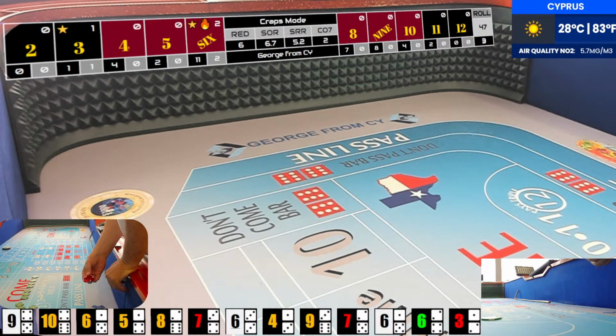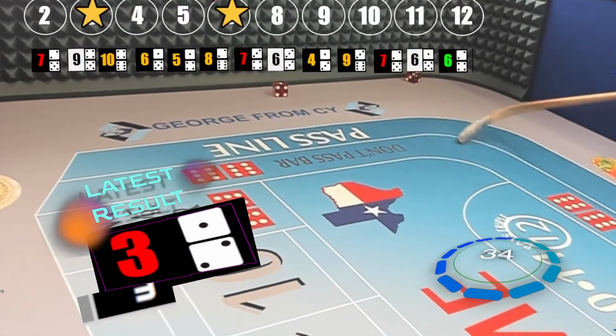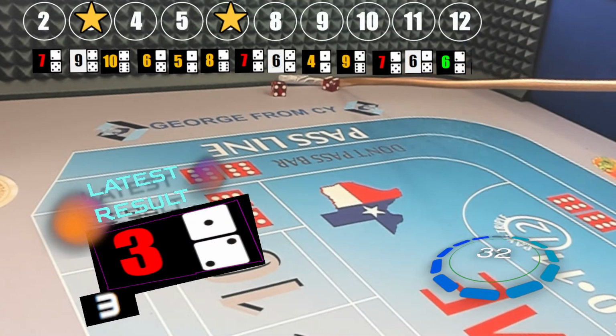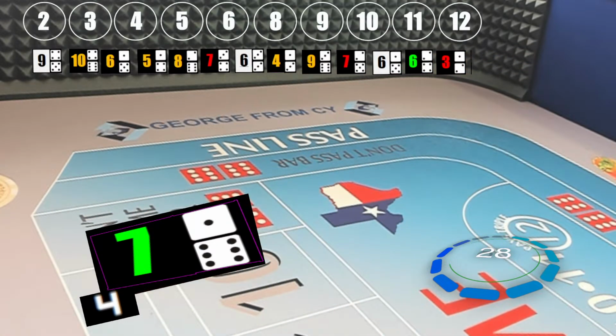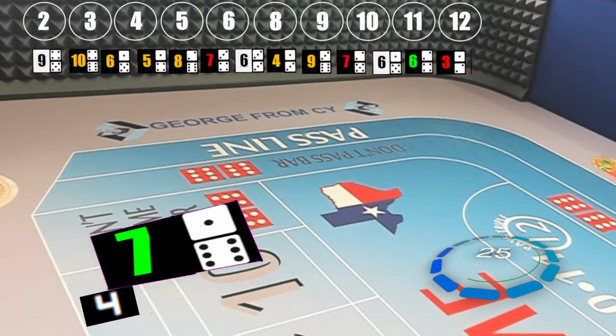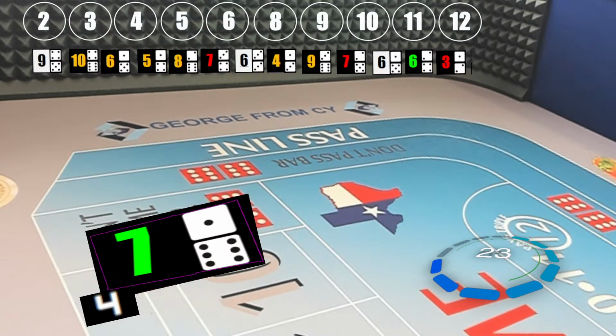Dice up. Yeah, 6-1. Another explosion of the right die. It's a come out. Okay. We got lucky there.